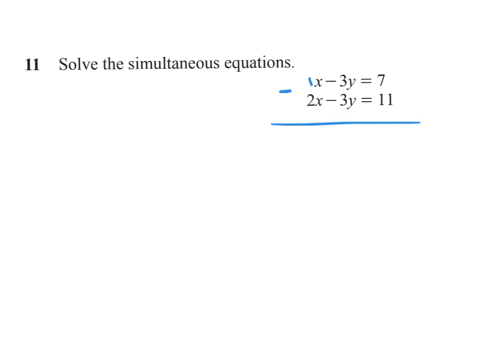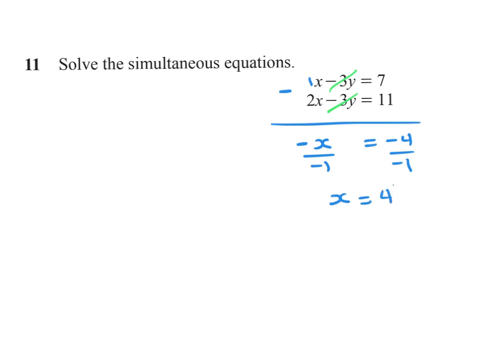Now, negative 3y minus negative 3y equals 0, cancelled. Now 1x minus 2x, 1 minus 2, negative 1, or negative x. 7 minus 11, negative 4. So divide by negative 1, or you can cancel the negative. So now x equals 4.